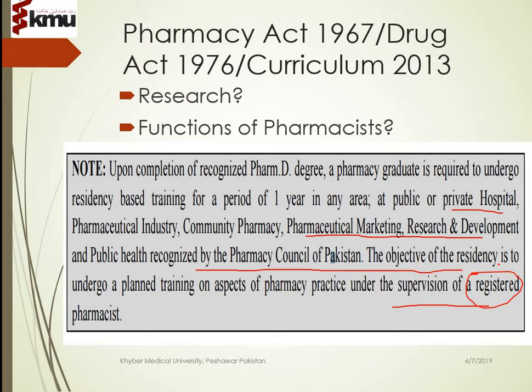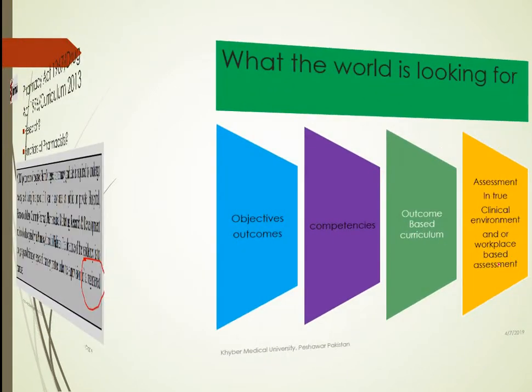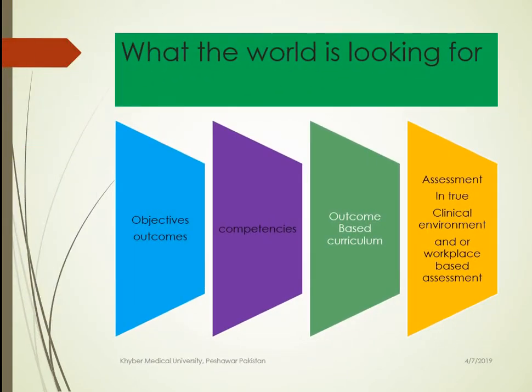Thus there is a drastic need for reforms in the curriculum, as it's not focusing on research. And where is the function of the pharmacist? That's still not found in the curriculum. What is the world looking for? The world is looking for not only the objectives, but the outcomes and of course the competencies. But unfortunately, there is not a single word of competency in the whole Pharm D curriculum.